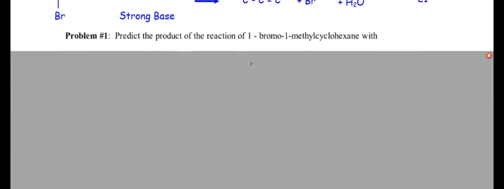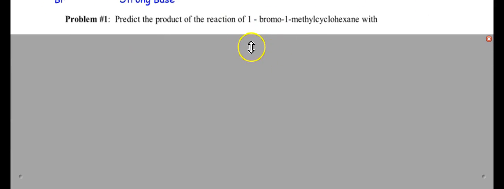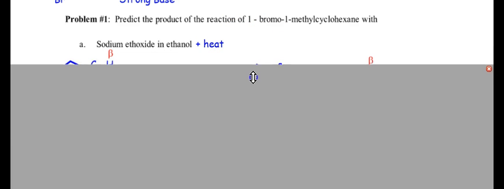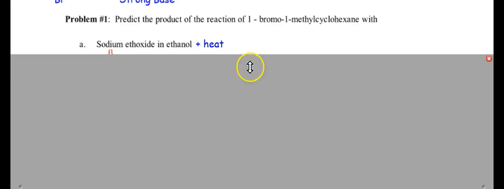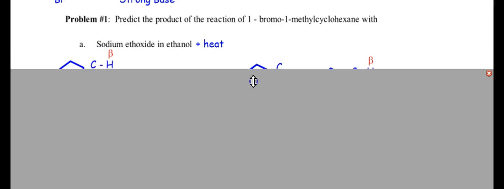So let's try this. Predict the product of the reaction of 1-bromo-1-methylcyclohexane with, all right, letter A, I want you to include heat. There you go. So if you recall your Leah video, she's also talking about the solvent. Well, it will help stabilize, as will the heat. But I want to put heat there so you know I'm thinking of elimination. And you can kind of see right here a little clue that we have to worry about your beta hydrogens.